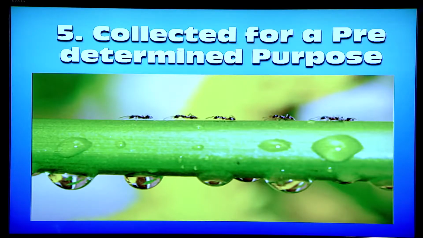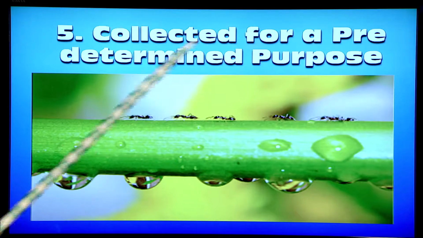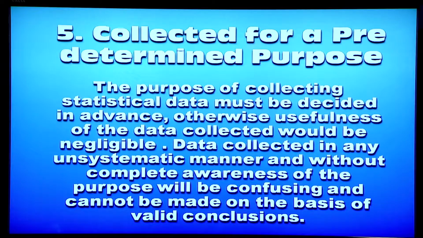Now, let us come to the fifth aspect of statistics, and that is that statistics are collected for a predetermined purpose. What does this mean? The purpose of collecting statistical data must be decided in advance. Otherwise, usefulness of the data collected would be negligible. Data collected in any unsystematic manner and without complete awareness of the purpose will be confusing and no valid conclusions can be made on that basis. So, we need to know the purpose of the study when we collect any statistical data.